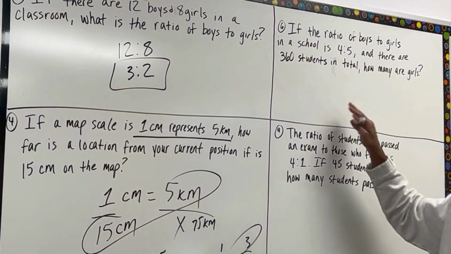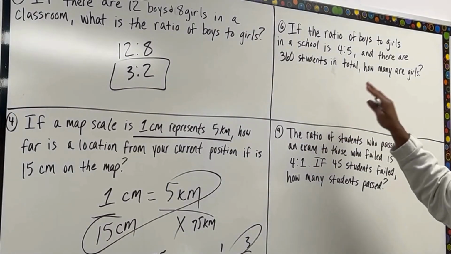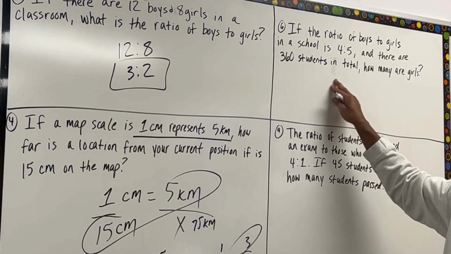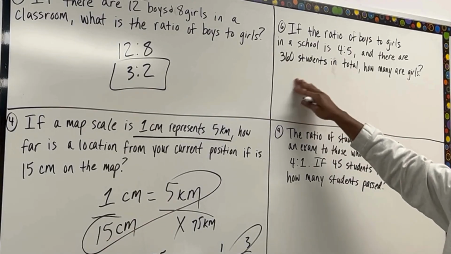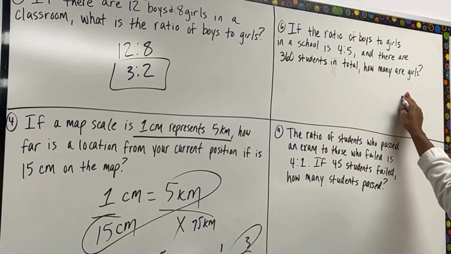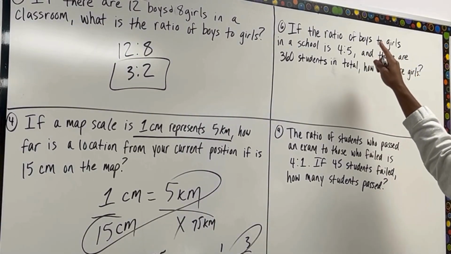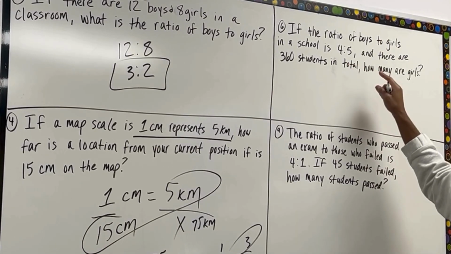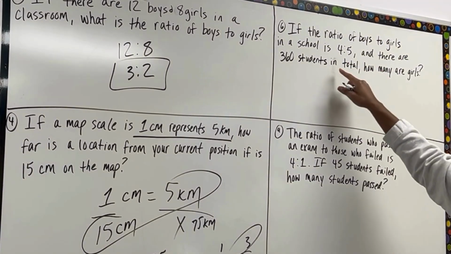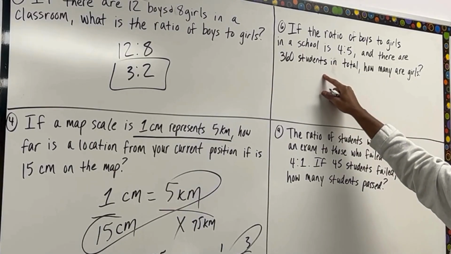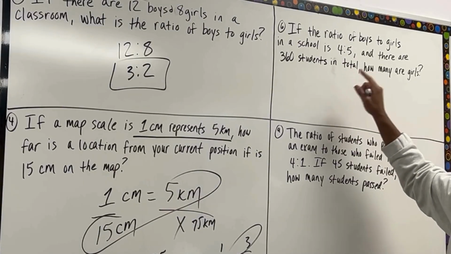So when we start this off, they give us the total number of students, correct? And out of those totals, we have to figure out how many are girls. Our ratio is boys to girls, so for every 4 boys, it's 5 girls. Now, we know the total is 360. First thing you have to do is focus on the total of your ratio.